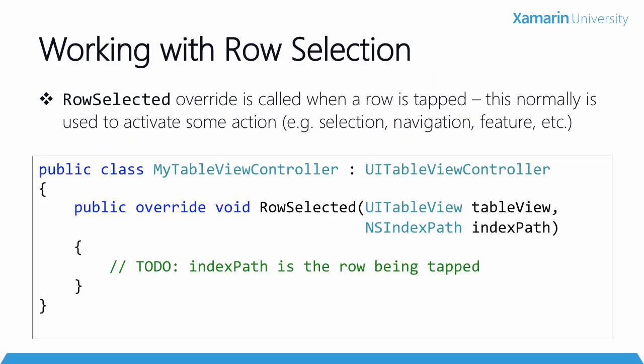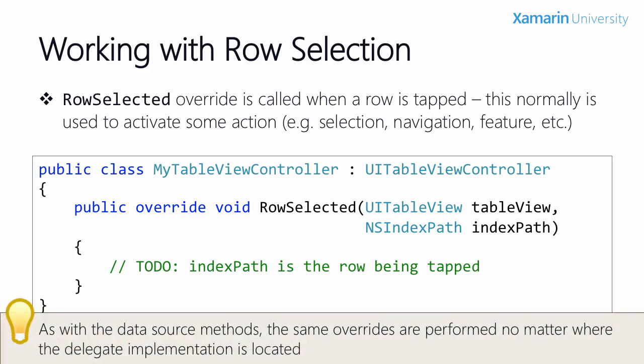The way that we actually intercept a tap interaction is through the row selected method. This override passes us the table view and the NSIndexPath for the row that's being tapped. Common actions that we might perform here might be to navigate to a new screen, make some view in the cell visible, maybe a check mark, or even highlight the cell using the select row method on the table view.